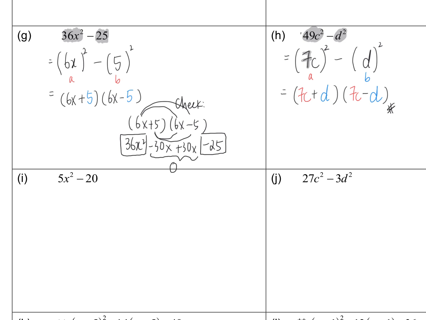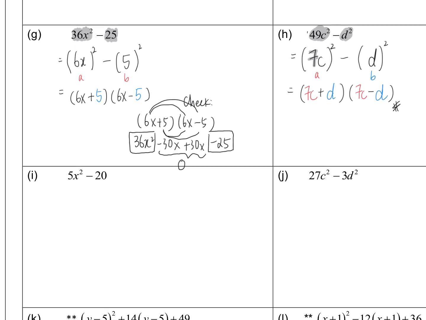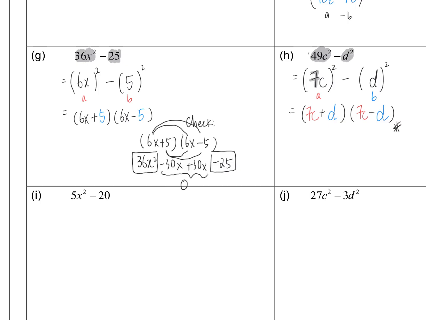Okay, but unfortunately, if you look at I, are they perfect squares? No. So I cannot start with my property 3. So what do you think I should do first? Make them into perfect squares. How? Take out the 5. Can you see that 5x squared and 20, they share something in common? But for G and H, there are no common factors between them. So there are examples where they put in common factors. So take that out first. So this one I take out the 5 first.